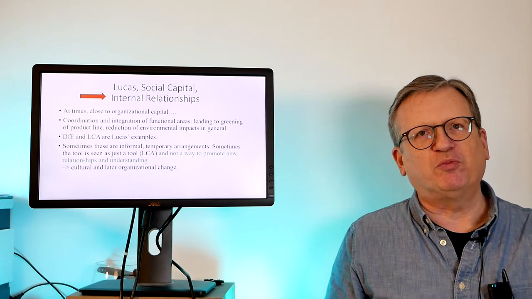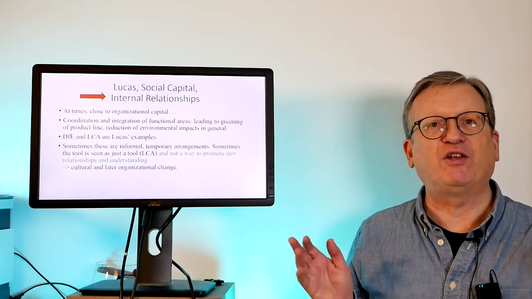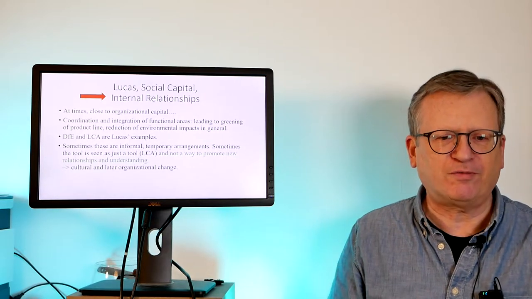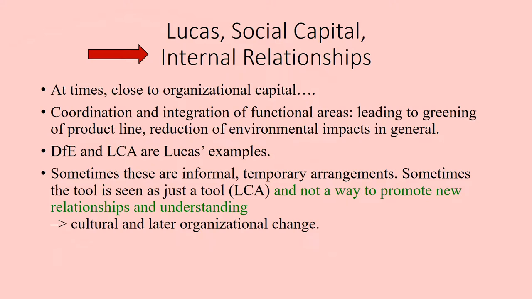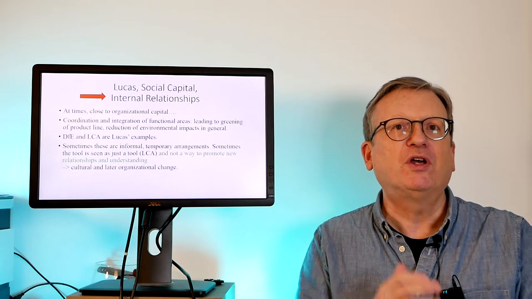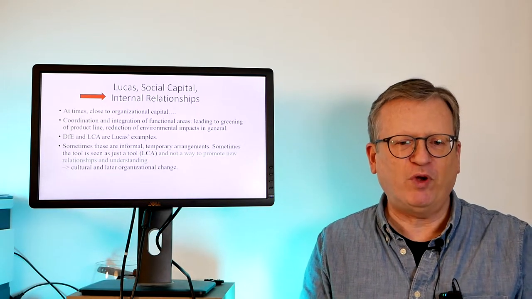The functional areas could also be linked to the physical flows. If we think of a manufacturing facility, there are a number of different steps and those could then be integrated together. Among the environmental management practices which Marilyn Lucas includes in social capital, she thinks of design for environment, which is a process, and she thinks about life cycle analysis or life cycle assessment, which can be considered more of a software tool. She has these as examples, and that's her way of classifying environmental management practices. You or others might want to classify them a different way.